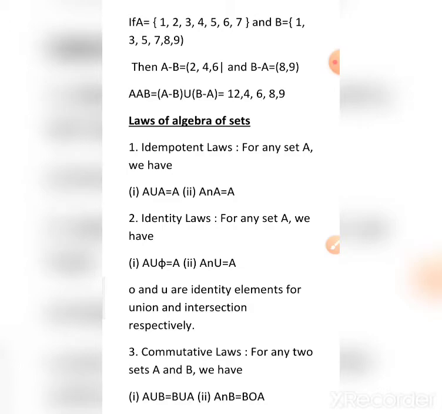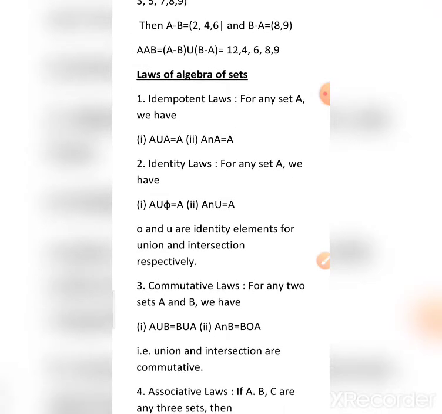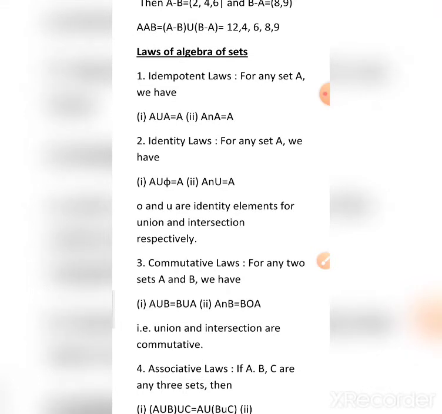Laws of algebra of sets. Idempotent laws: for any set A, we have A union A is equal to A. You already know, if we take set A and another set that is also the same A, then the union is the same set. Also the second rule, A intersection A is equal to A. That is, the common set of the same sets is the same set.